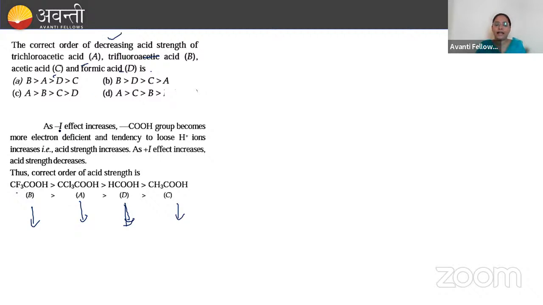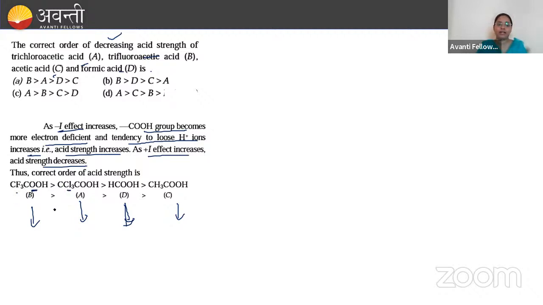We know that as the minus I effect increases, the COOH group becomes more and more electron deficient, and that's why the tendency to lose its H plus ion increases. That means the acidic strength of a given acid increases. As plus I effect increases, the acidic strength decreases. Vice versa is true. In trichloroacetic acid and trifluoroacetic acid, fluorine is good electron withdrawing, right? Minus I effect is present from fluorine. So that's why it will be the acidic compound.